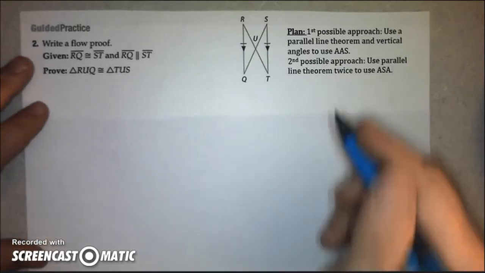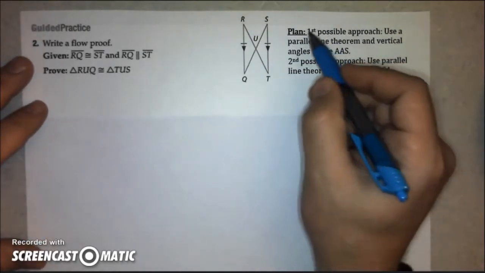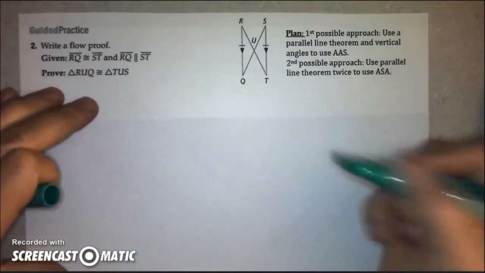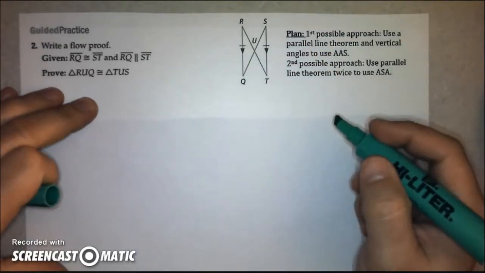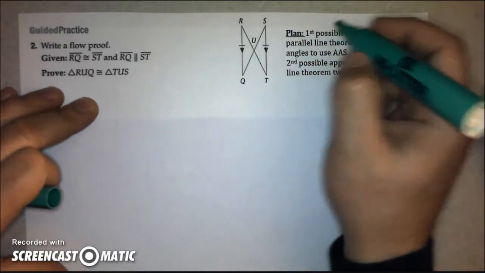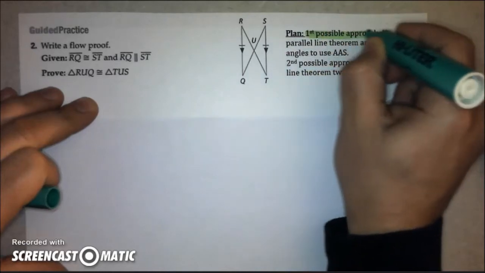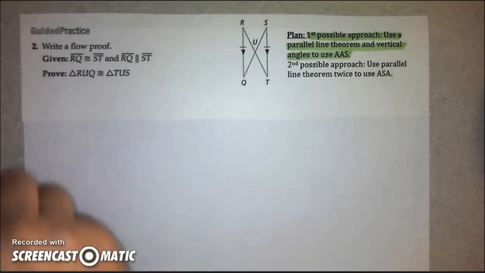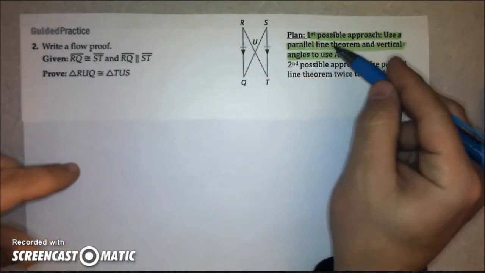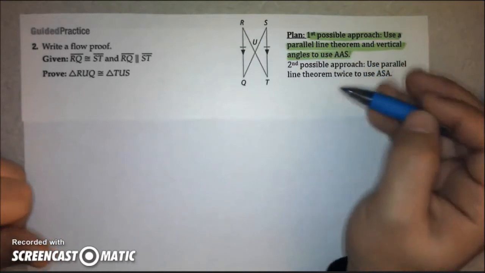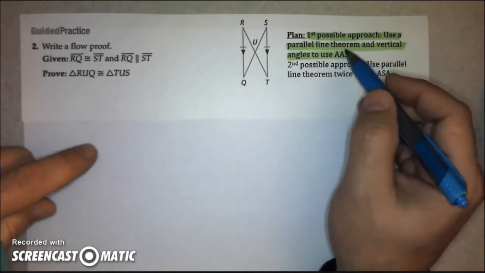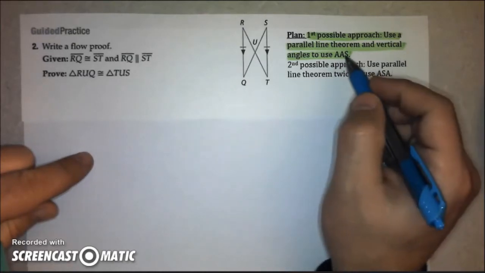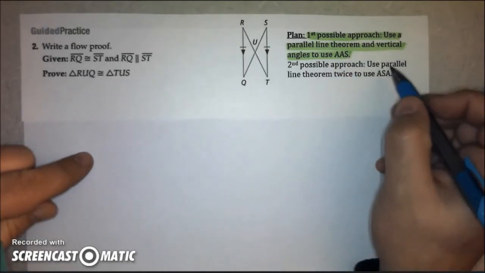All right, for this next proof, you'll notice that in our plan, there are two possible approaches we can use. And I'm actually just going to pick one of them for this example. And if you need some extra room, feel free to get out a blank sheet of notebook paper to copy this down. But you should have enough room in your notes to do this. Okay, we're going to pick the first possible plan. And it tells us to use parallel lines, one of those theorems like alternate interior angles, alternate exterior angles, something like that, and vertical angles to prove angle-angle-side, instead of using a parallel lines theorem twice.